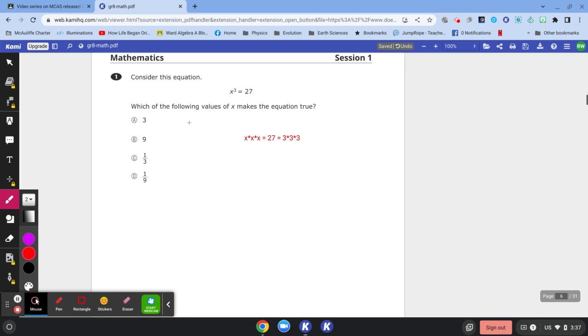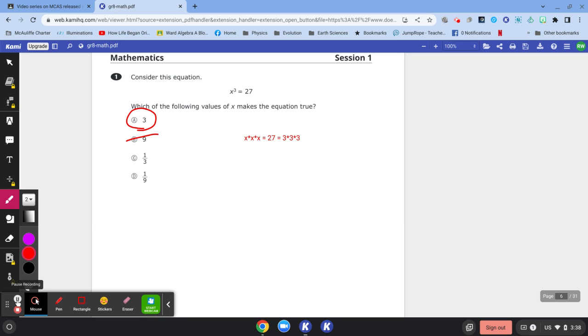So x is 3. Now, some people might think it's 9 because 9 times 3 is 27, but that 3 doesn't mean you're multiplying x times 3. It means you're using x as a factor 3 times, x times x times x. So that's right out, and 1/3 and 1/9. I'm not quite sure how those distractors work, but they are not the answer.